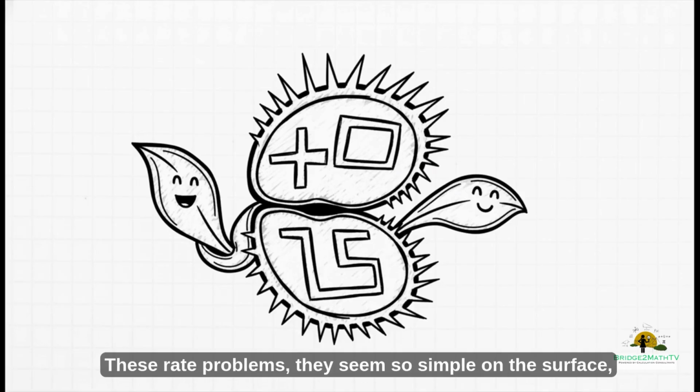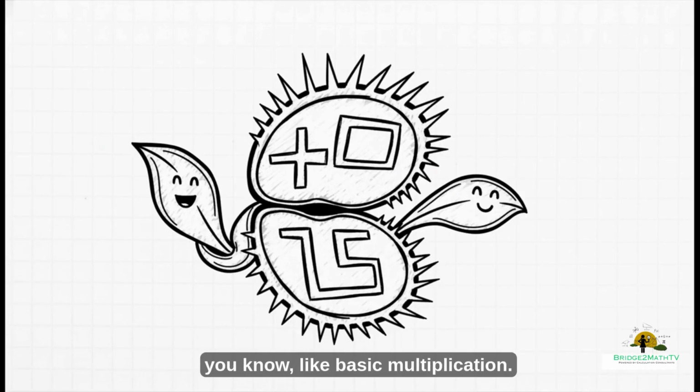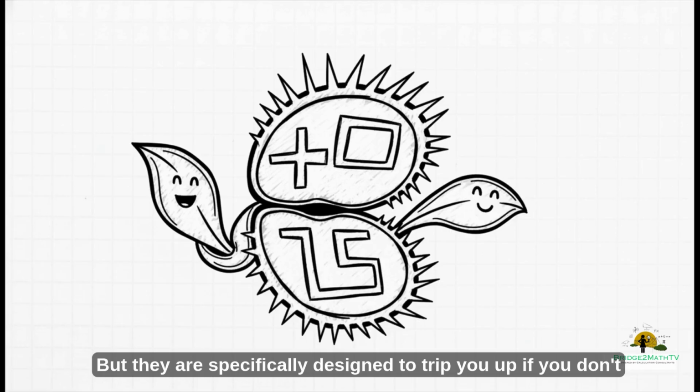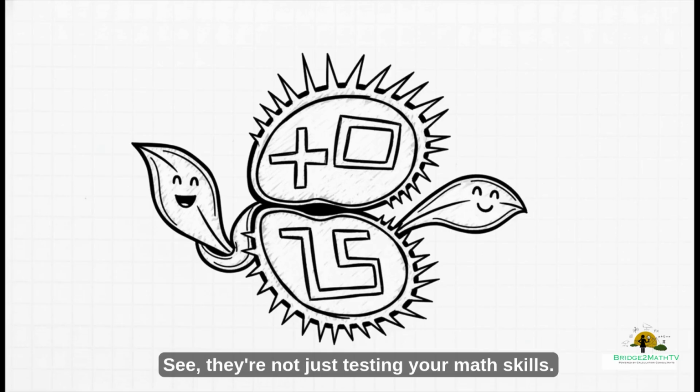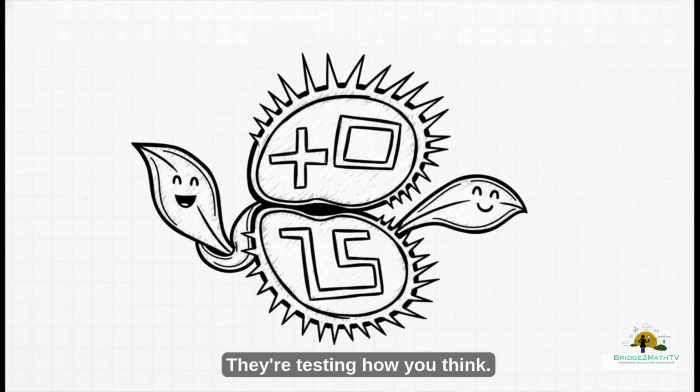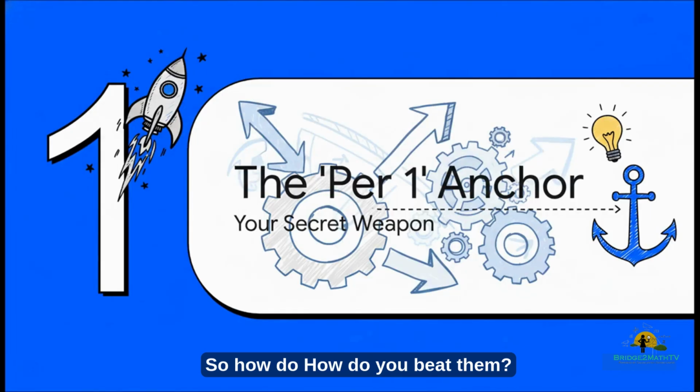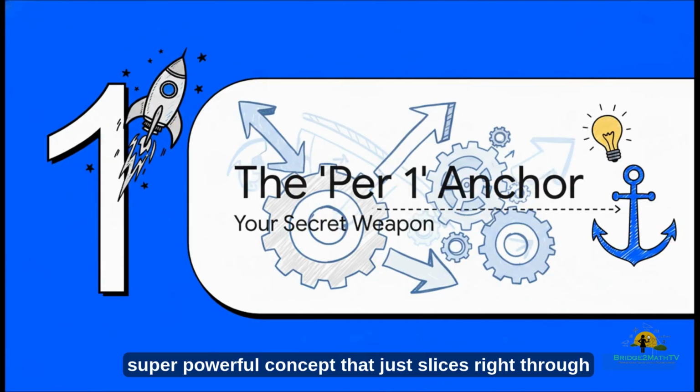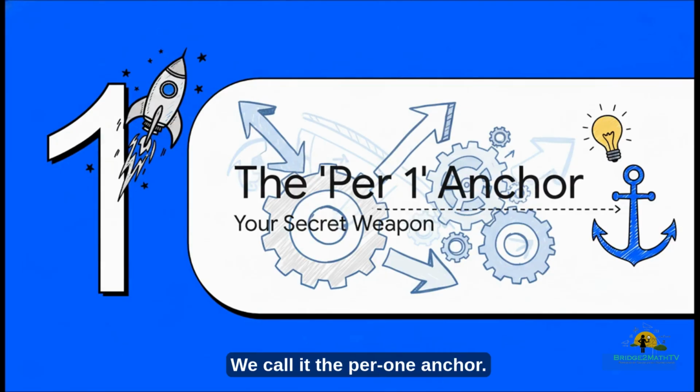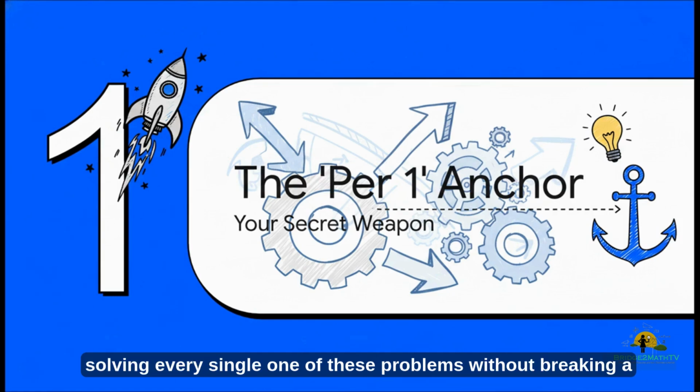These rate problems seem so simple on the surface, like basic multiplication. But they are specifically designed to trip you up if you don't have a rock-solid strategy. See, they're not just testing your math skills, they're testing how you think. So how do you beat them? Well, you need a secret weapon. A single, super powerful concept that just slices right through all the confusion. We call it the per-1 anchor. And trust me, it's the key to solving every single one of these problems without breaking a sweat.